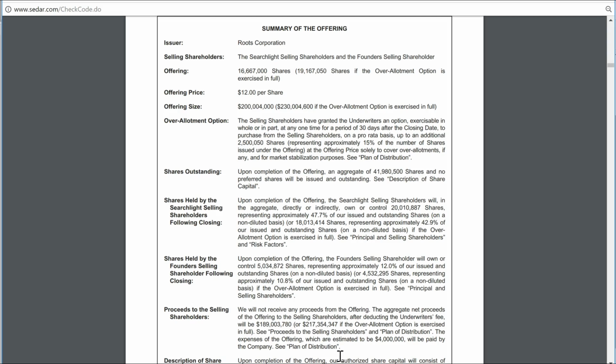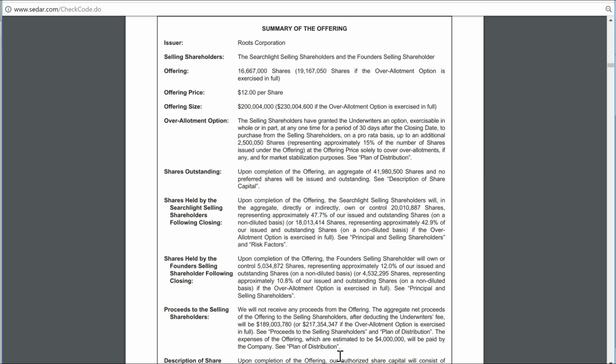But let's look at this over allotment option for a second. In the previous slide, we saw that one of the duties of the underwriter is to provide some sort of aftermarket stabilization. And this is really where the over allotment option comes in. If we read this over allotment option, it says the selling shareholders have granted the underwriters an option exercisable in whole or part at any one time for up to a 30-day period after the closing to purchase additional shares from the selling shareholders.